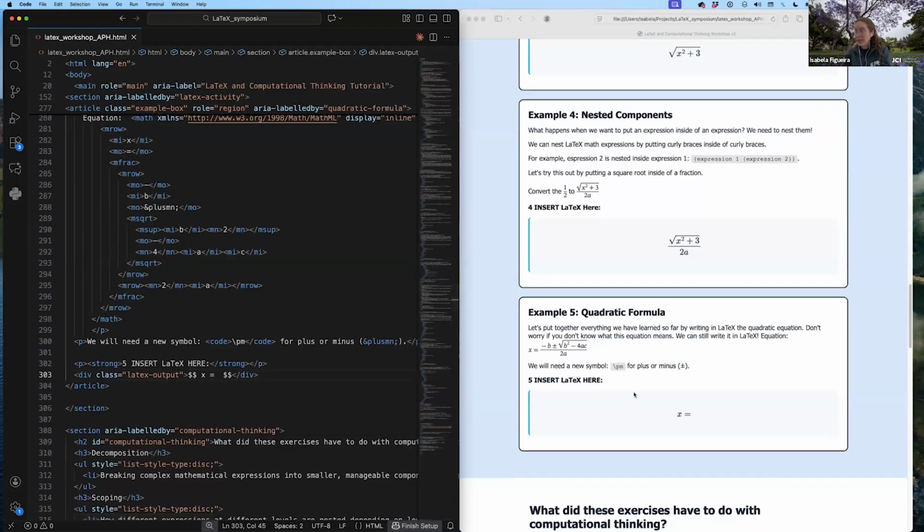So the equation we're going to write is x equals numerator negative b plus or minus square root of b squared minus 4ac, and then denominator 2a. So I'll give you a minute or two to try it yourselves on line 303.